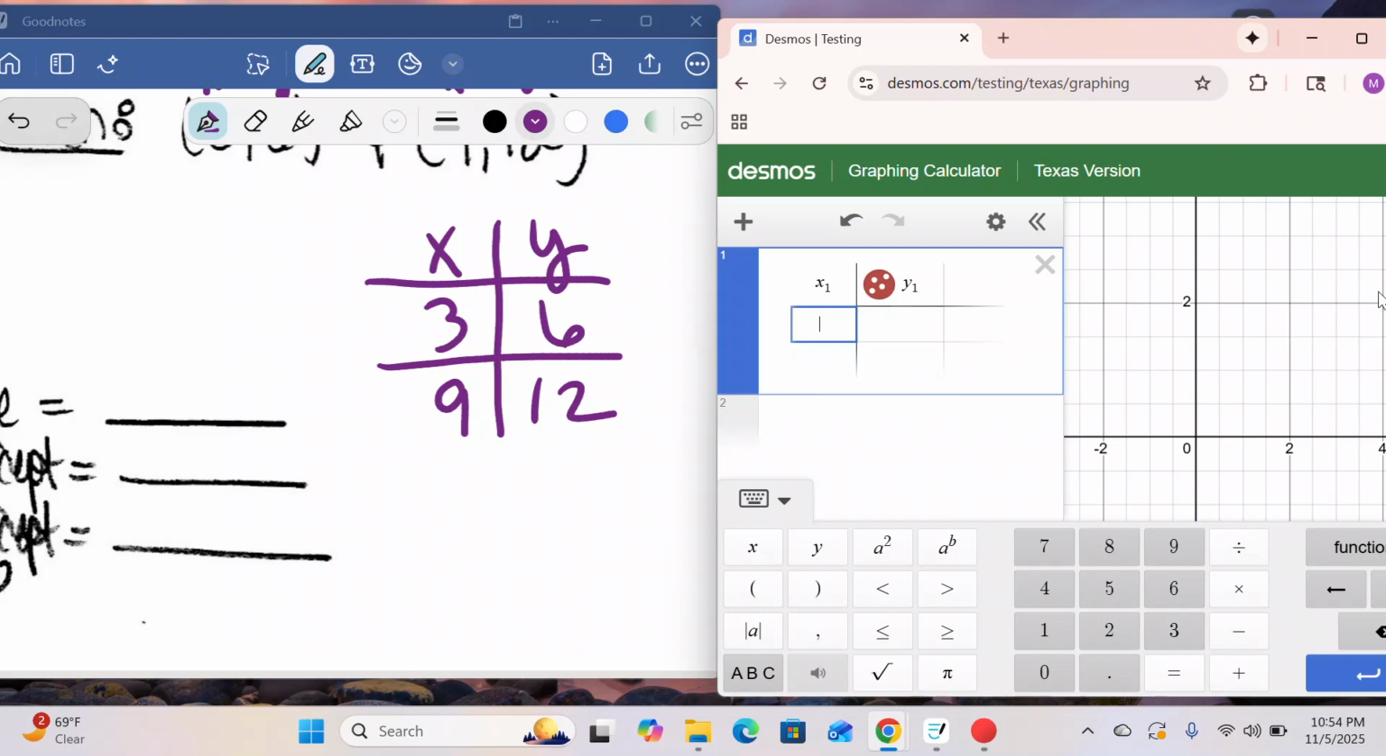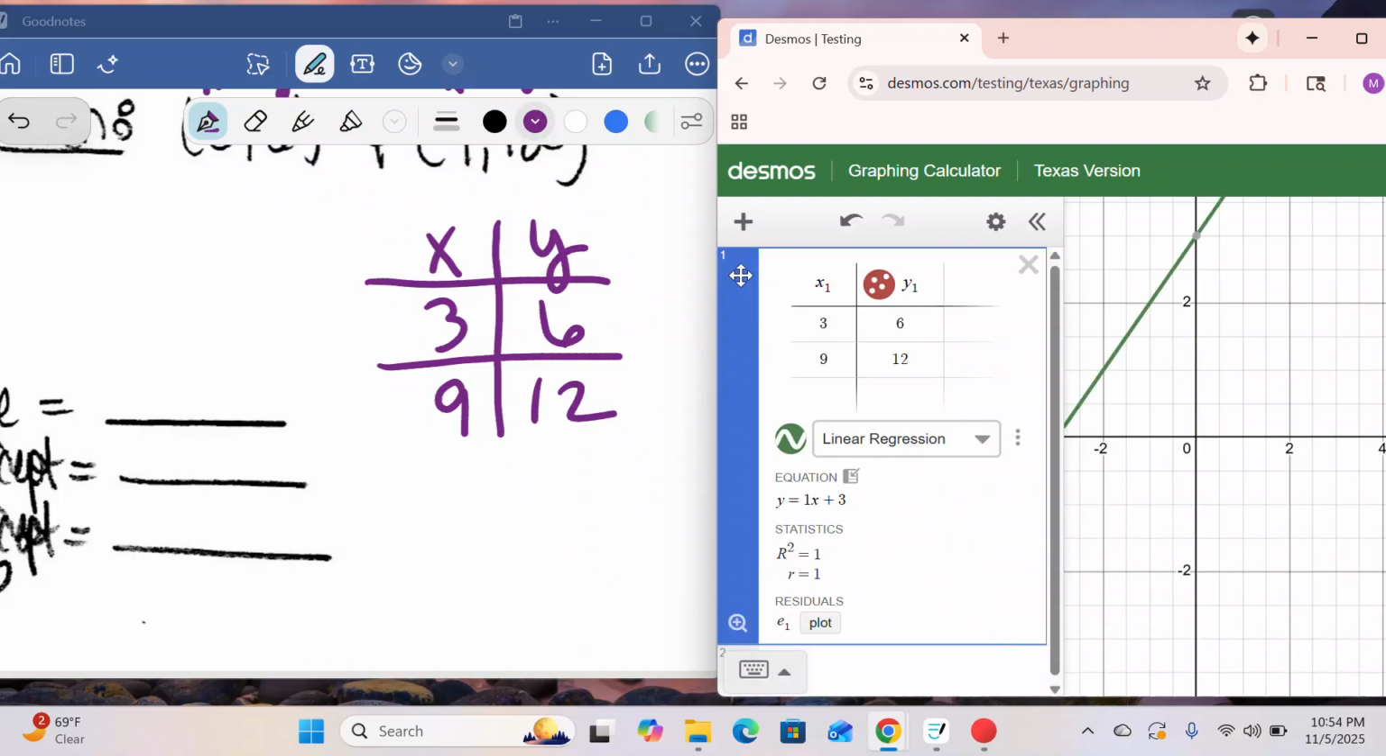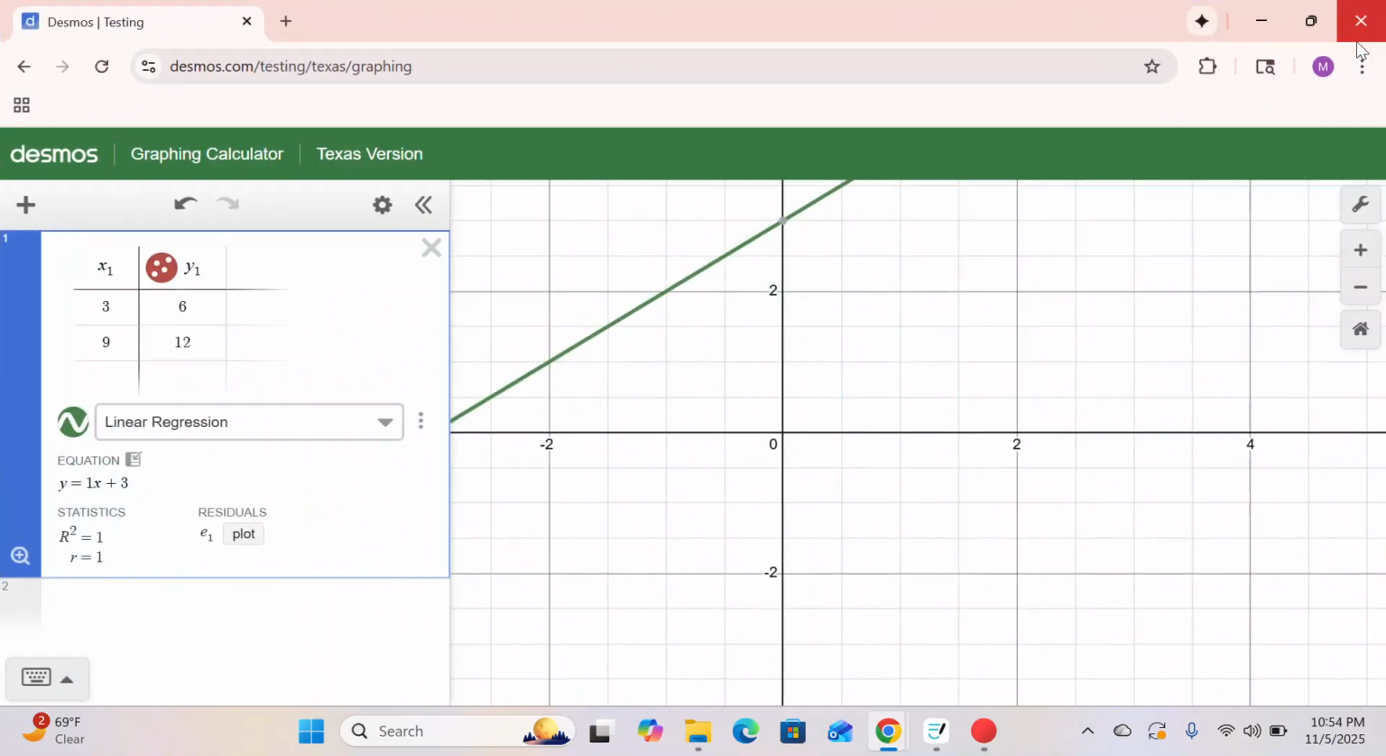And all you do is input 3. Click here. We can already see that the line is going to be red because Desmos feels like doing red. So the line is going to be red. And then I'm going to do 12. So the next step is to go ahead and push the little leaf. And looking at this equation, under linear regression, we already have our y equals 1x plus 3.